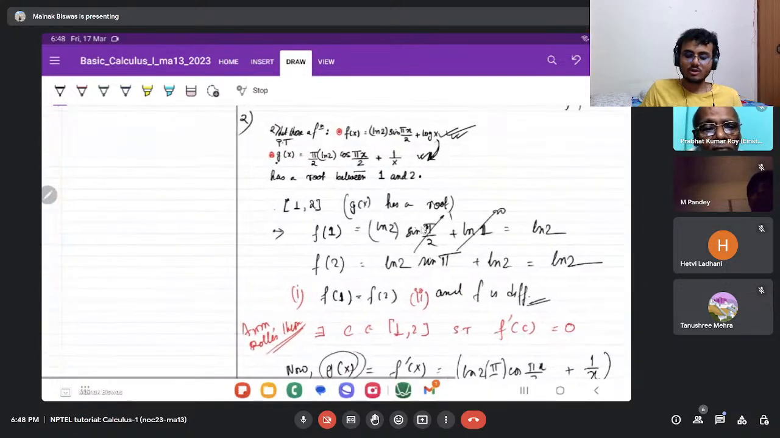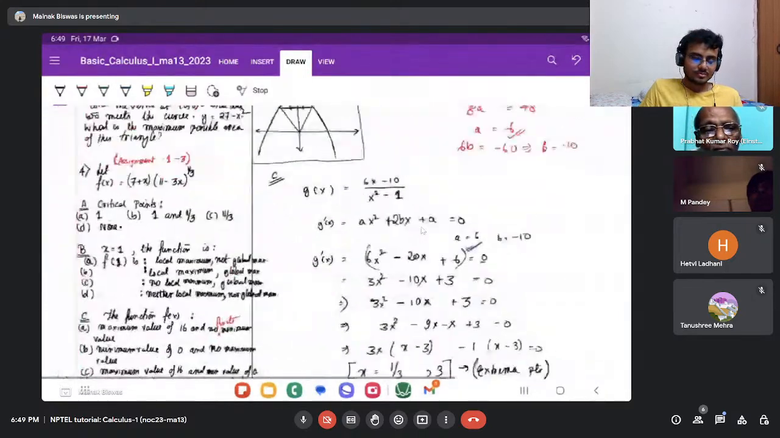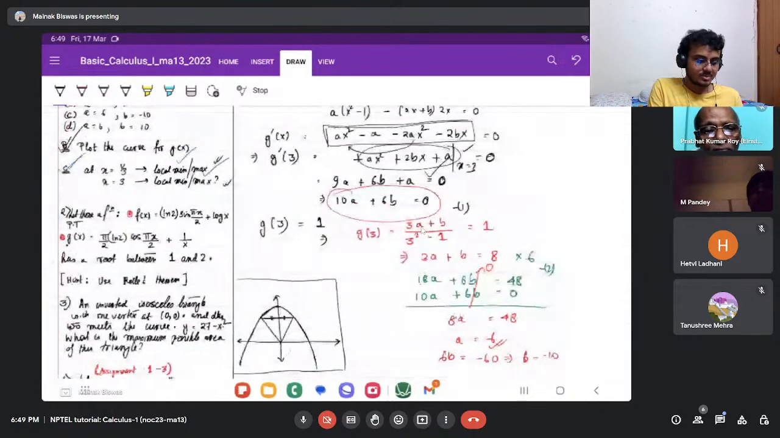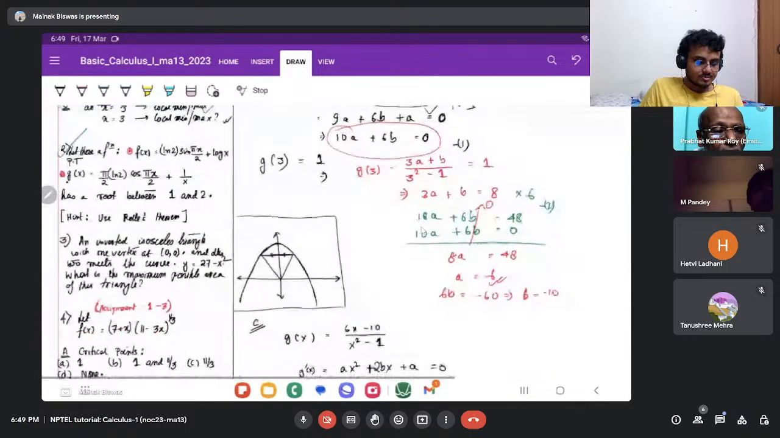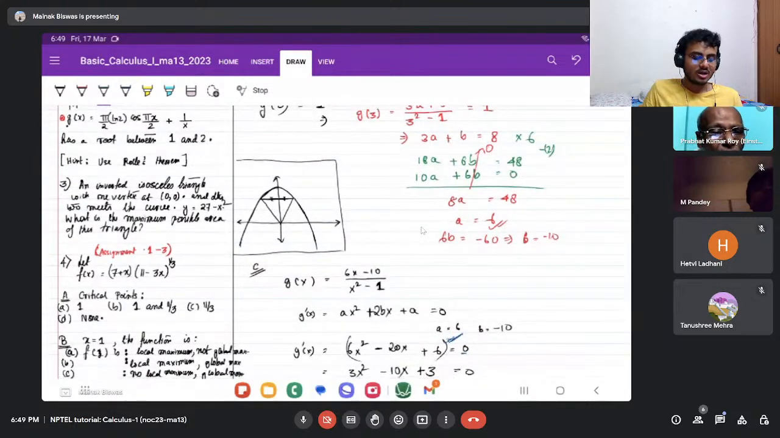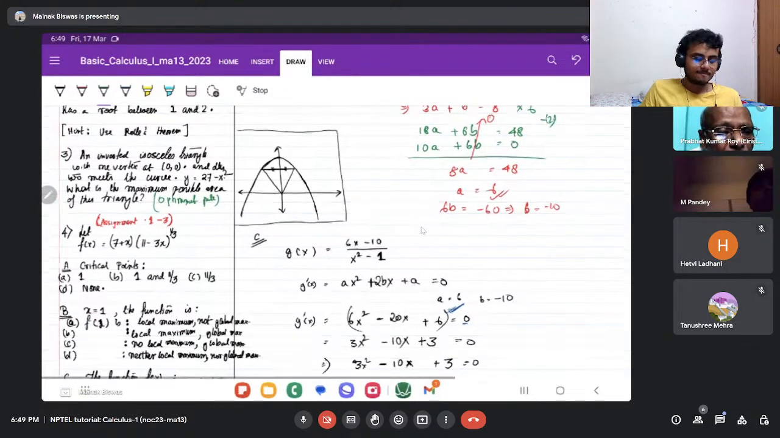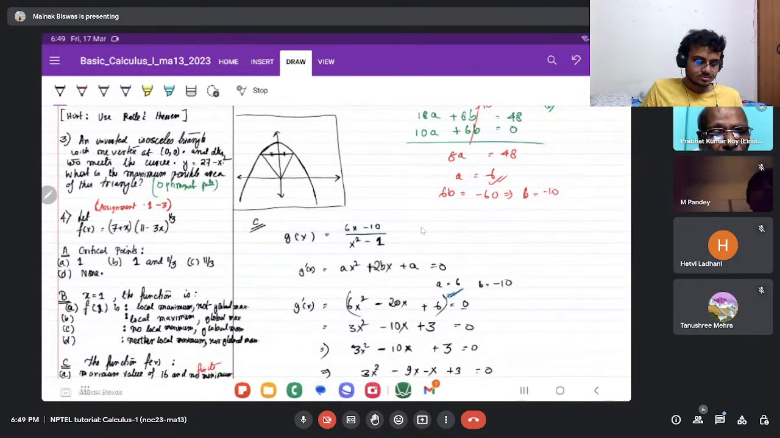This is the trick you need to apply. So g is a derivative. So the derivative will have a root wherever we have a maxima of the function. Next, go to the next question. An inverted isosceles triangle with one vertex at 0, 0 meets the curve. So this is an optimization problem. Let's try.